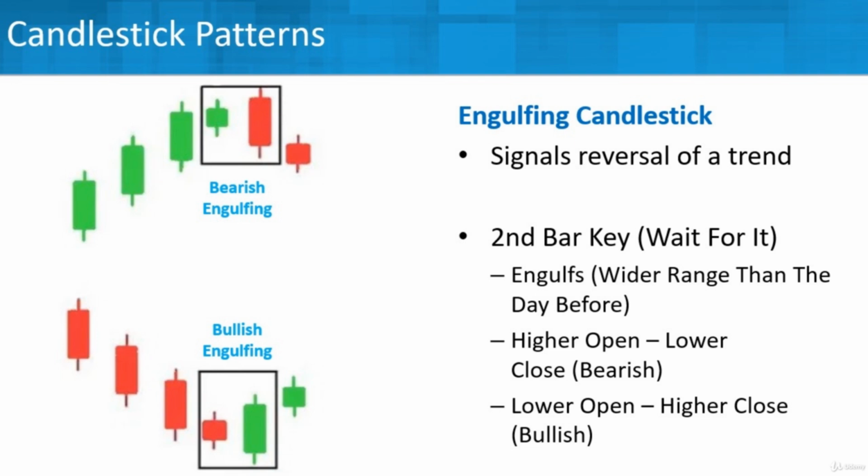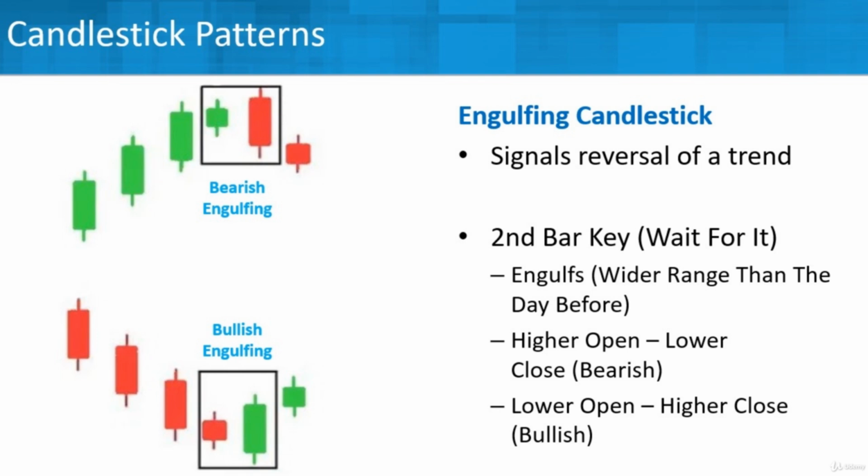They usually don't look this clean and neat. You're looking for something that's going to engulf it. And that's really what's happening: there's a wider range of the opening and closing than the day before. If you look at either of the examples, you can see that the second day in the box is bigger, or wider, or basically taller, and it's going to completely engulf. And that's the key thing. It's going to completely cover or engulf the opening and closing of the day before.